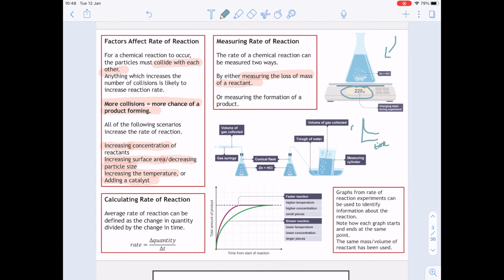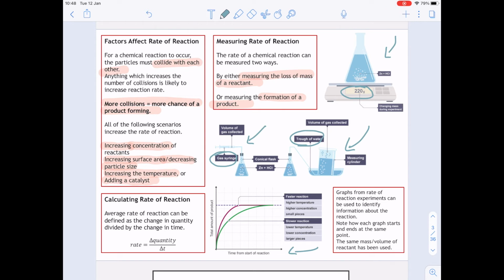You can also measure it by having a look at the formation of a product. That is the one at the bottom. You can collect gas in 2 different ways. You can use a gas syringe, and you can also collect it over water, which is this one here with the trough of water. Your graphs are going to look like the one at the bottom here, because you've got a formation, so you're starting with none and you're increasing it until you get a higher volume of it.